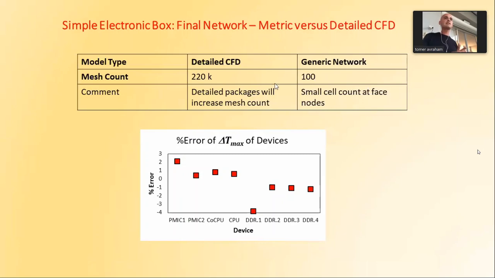So what it means is that we reduced 220,000 cells of a CFD to a generic network of 100 nodes and connectors.